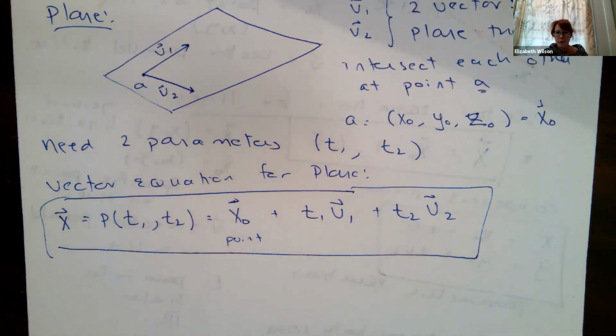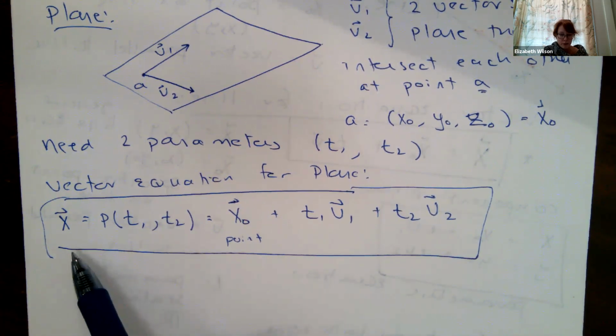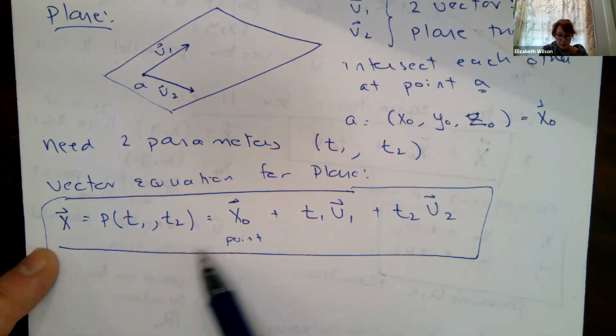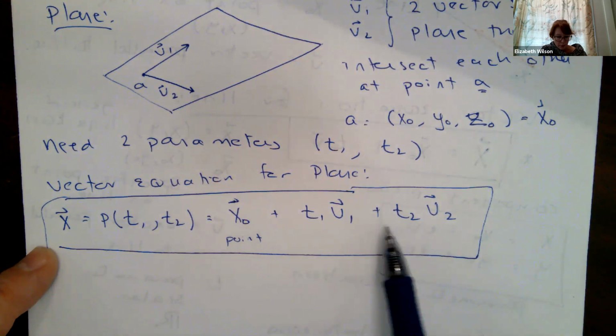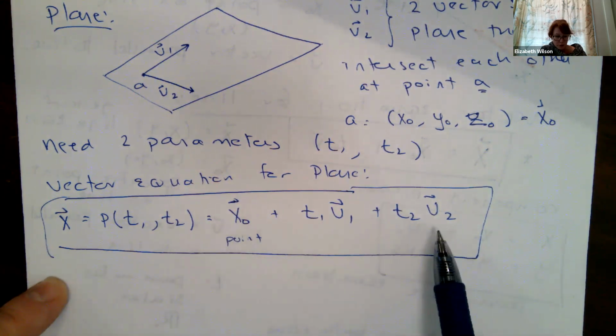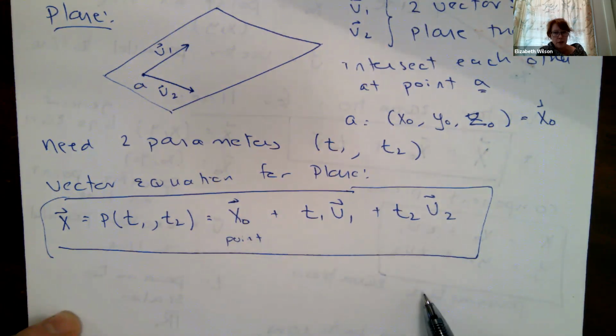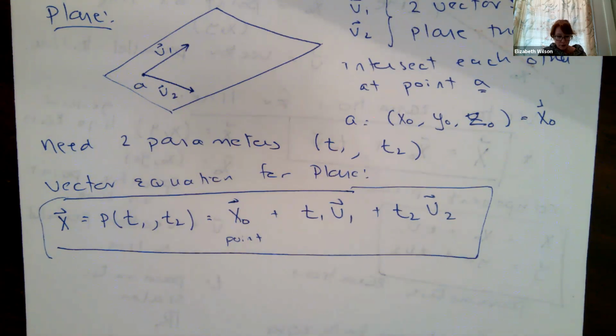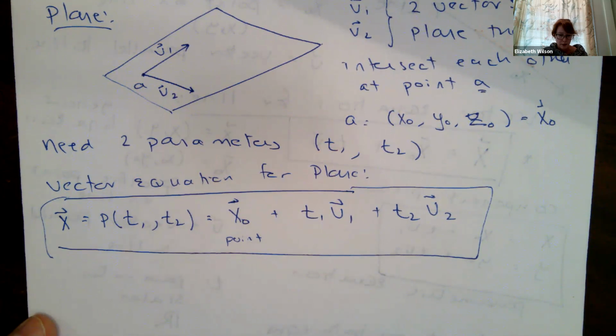And again, like we did with our line, this can be broken down into different components. So x would equal my x coordinate, my y would equal all the y portions, my z would equal all the z portions. And I would have essentially 3 equations and 2 unknowns. T1 and T2 are going to be our unknowns.